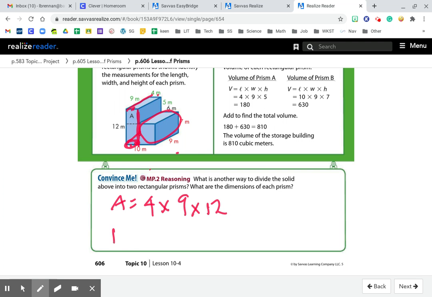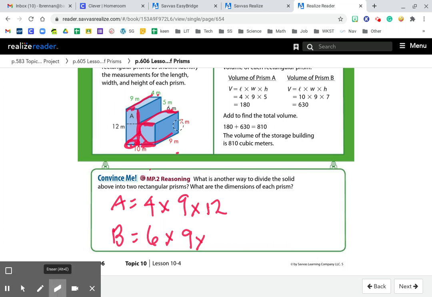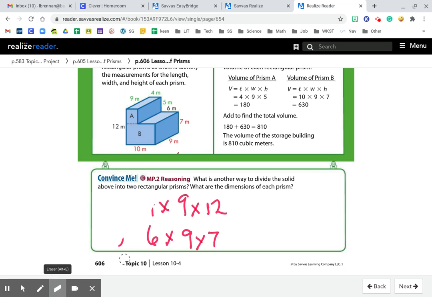And then for shape B here, I want this tiny little piece here. I'm looking at the opposite side. 6 times 9 times, what is that, a 7 under there? Times 7. And when I multiply all those out, I'll still have the same answer in the end. So it doesn't matter how you divide it as long as you get the right answer at the end. You just make it into 2 prisms.